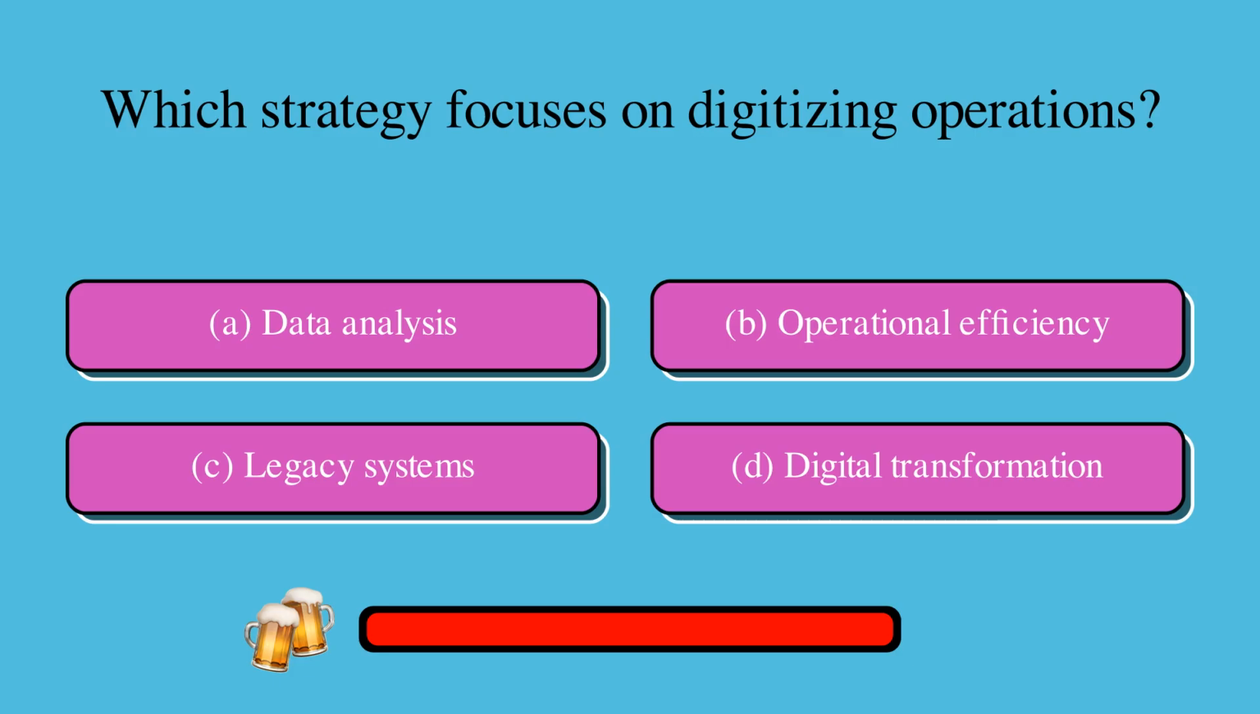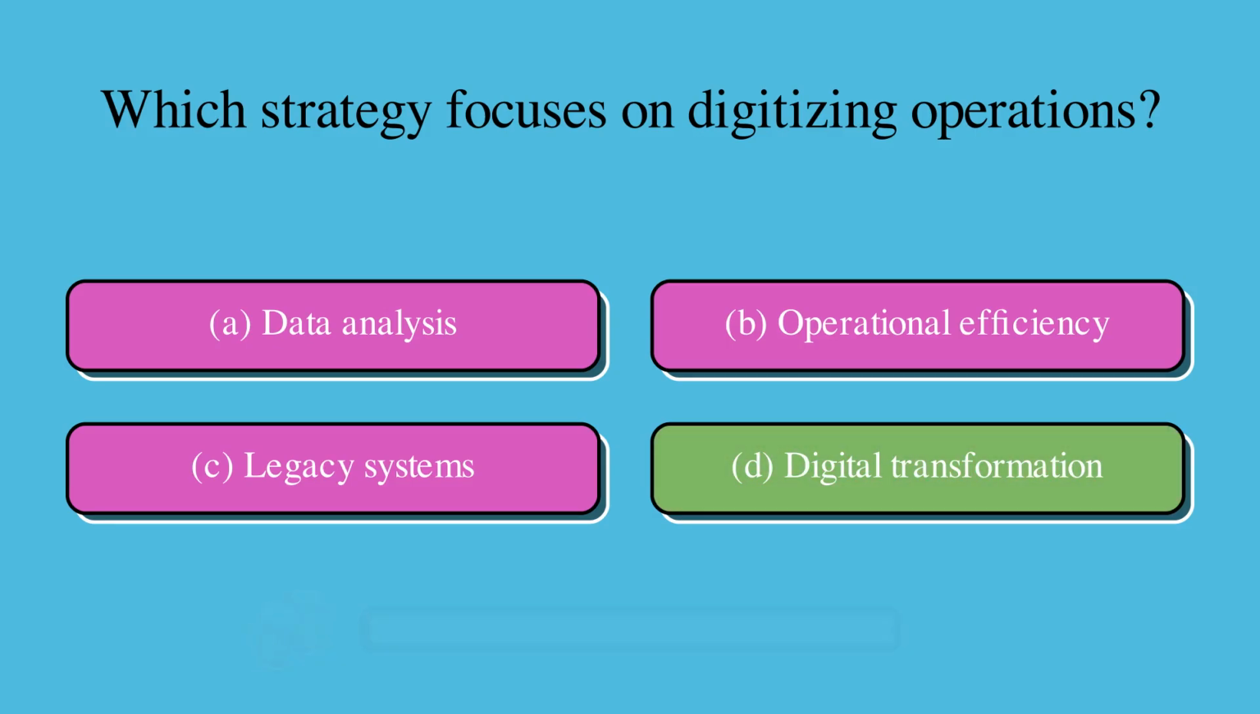Which strategy focuses on digitizing operations? Is it A, data analysis, B, operational efficiency, C, legacy systems, or D, digital transformation? The correct answer is D, digital transformation.